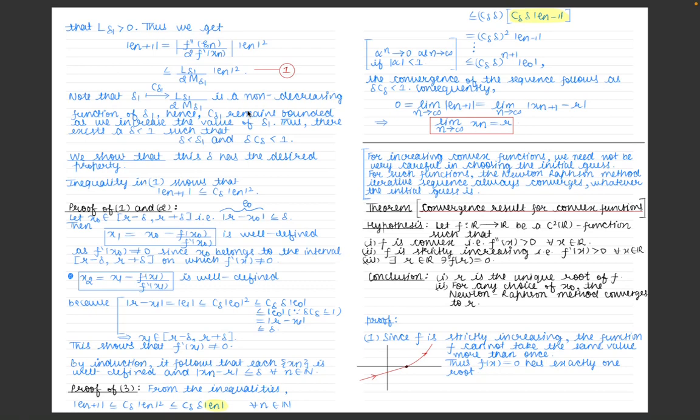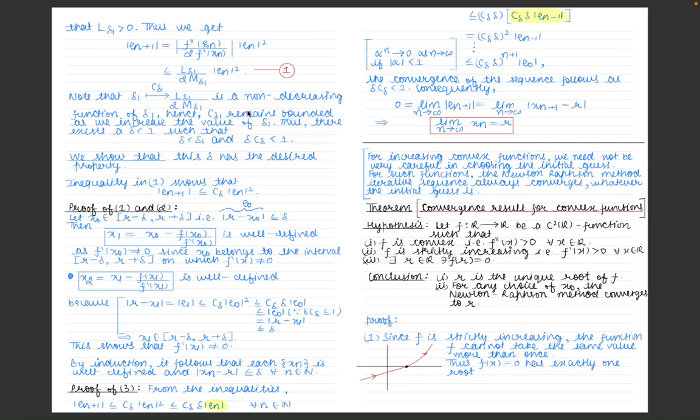Second, we have to assume that f is strictly increasing, that is, the derivative is also strictly positive. And third, there exists an r in R such that f of r is 0. That is, f has a root.